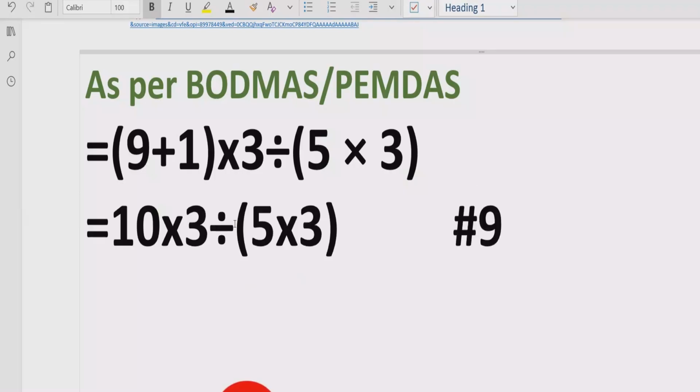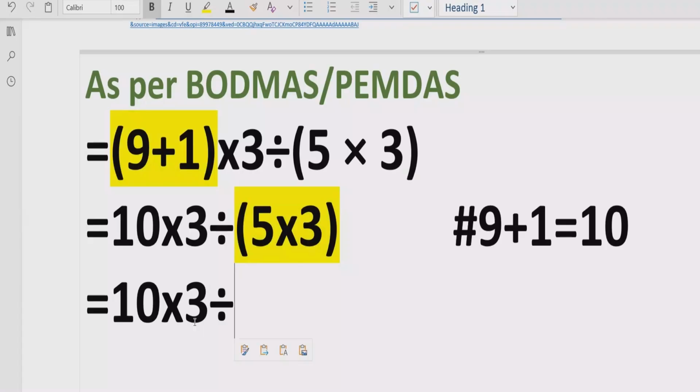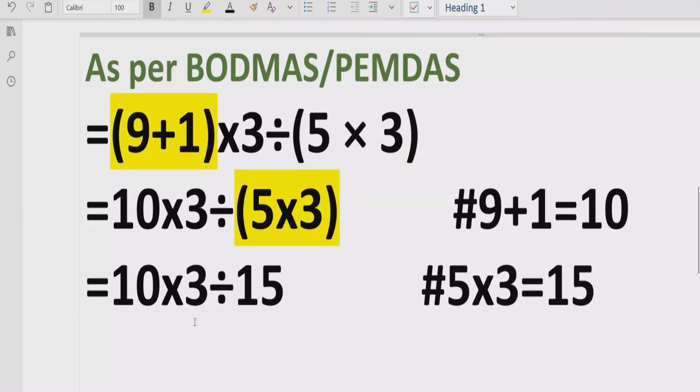And here we have to give the reference 9 plus 1 equals 10. Now move forward to solve bracket number 2. Bracket number 2 is this one, which is 5 multiplied by 3. So here we will write 10 multiplied by 3 divided by 5 multiplied by 3 equals 15. 5 times 3 is 15. And here we give the reference 5 multiplied by 3 equals 15. Now we have solved both brackets. Now we have to see the exponent part, but here we do not have any exponent.